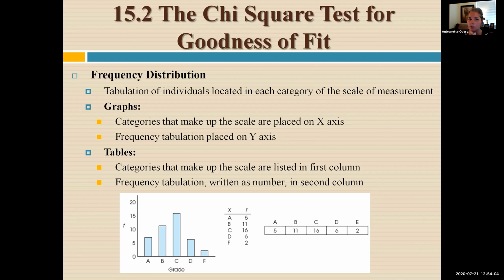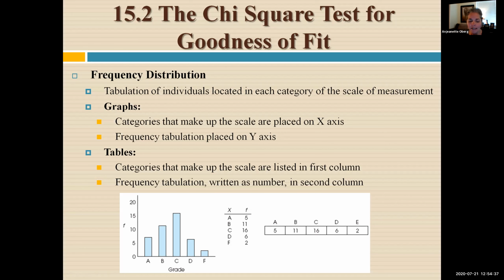And we also will do a frequency graph. Now, when we're talking about nominal or categorical variables, we're talking about bar graphs, right? So you're most likely going to see a bar graph, not a histogram, with a chi-square analysis. And so we do our frequency on the y-axis and our different categories on the x-axis. And here we see in this particular data set, 5 got A, 11 got B, 16 got C, 6 got D, and 2 got E, whatever that is, right?